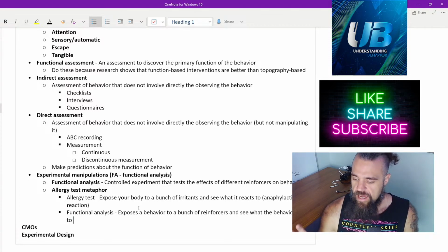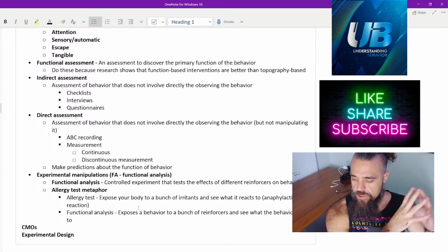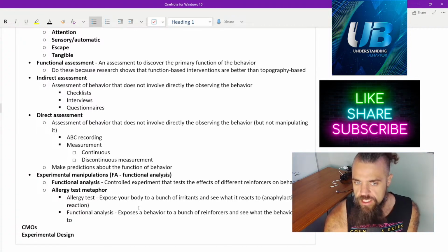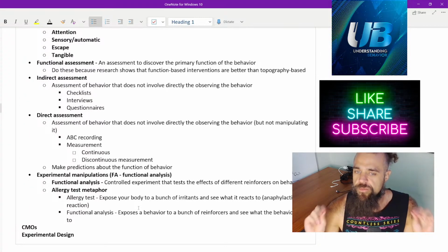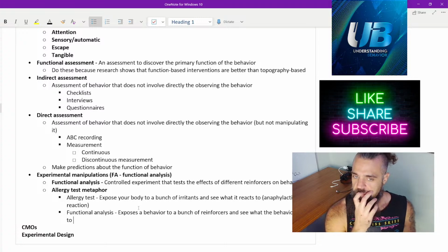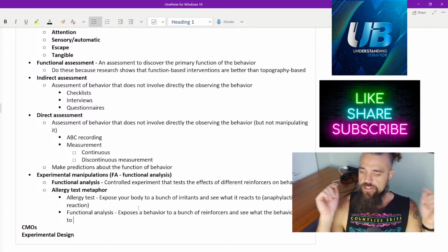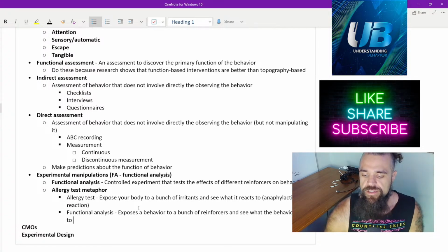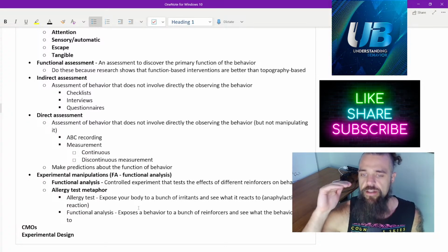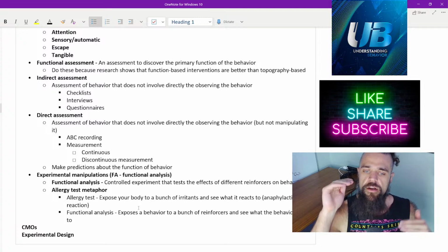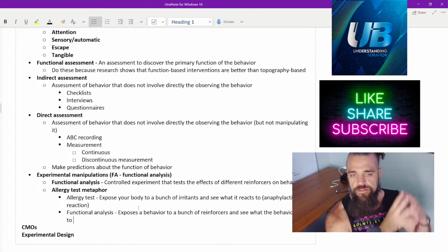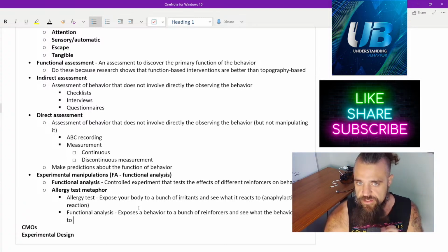So that's a functional analysis. We're going to provide different reinforcers for this behavior, then compare it to an experimental control condition, because we're doing a tightly controlled experiment, and see which reinforcer results in the biggest increases of this behavior. When we see that a reinforcer increases the behavior significantly more than a control condition, then we're confident that thing is actually a reinforcer for the behavior, that it's responsible for maintaining and increasing the behavior.